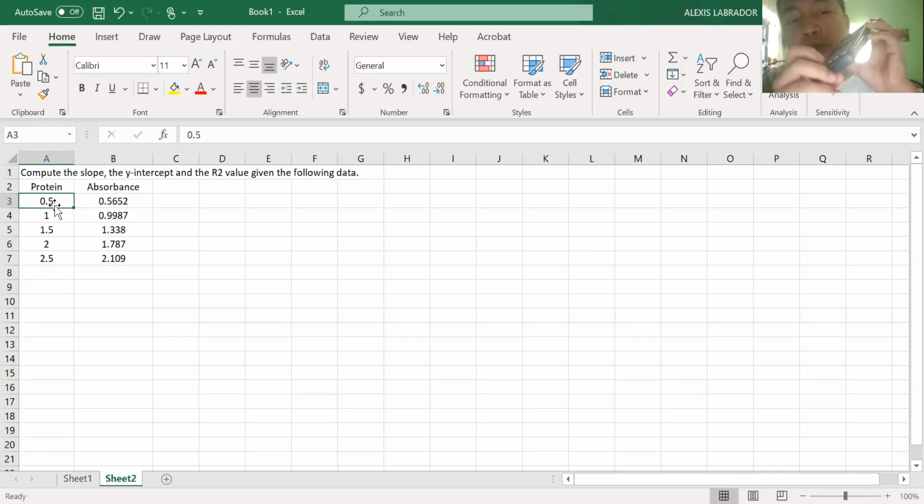Tapos 2 ulit. Then punta ka sa third panel. Press mo naman yung number 3 to know kung ano yung value ng r squared, in which the r squared is almost equal to 1, which is equal to 0.9987. Okay. And then that's it. That's how we use this old model of calculator to solve for the linear regression values, the slope, y-intercept, and then the r squared, okay?